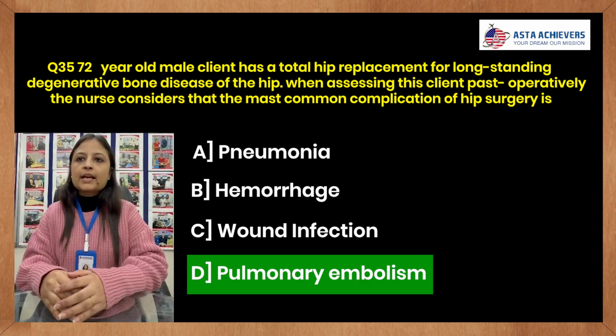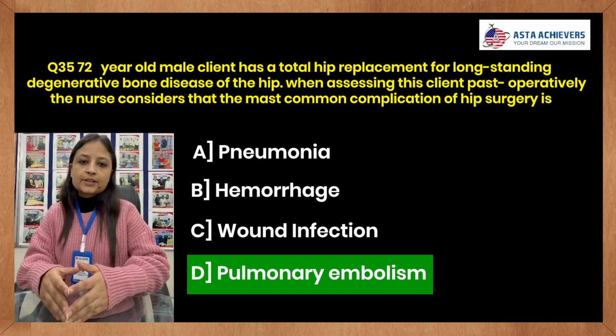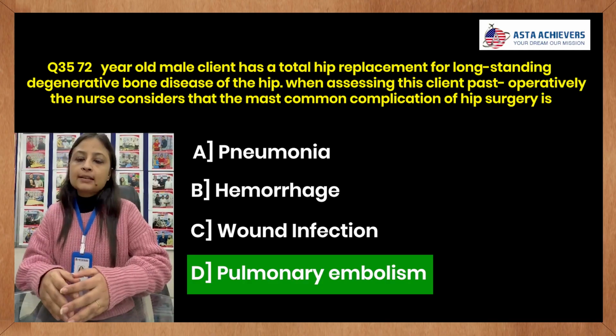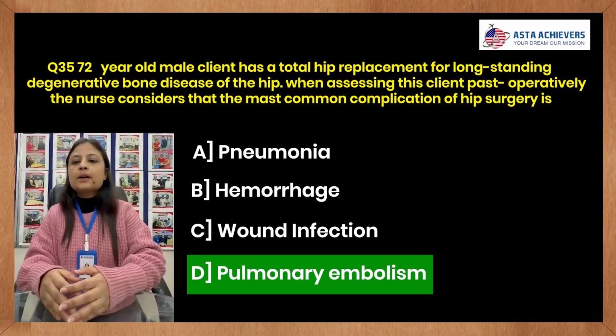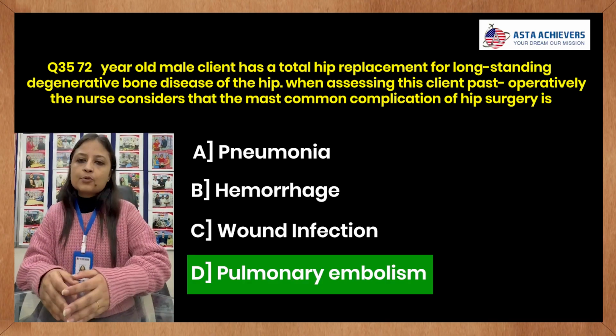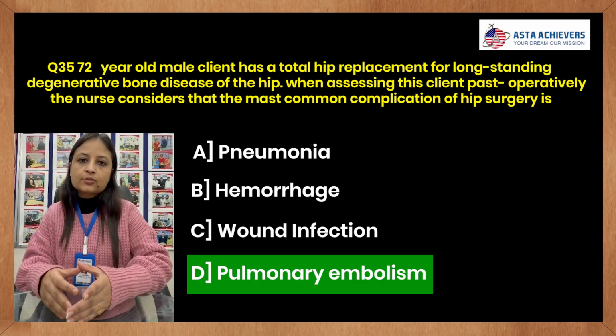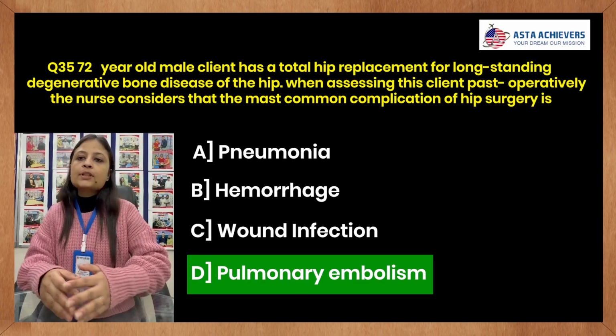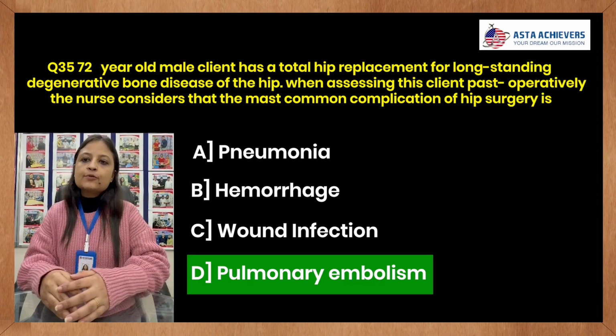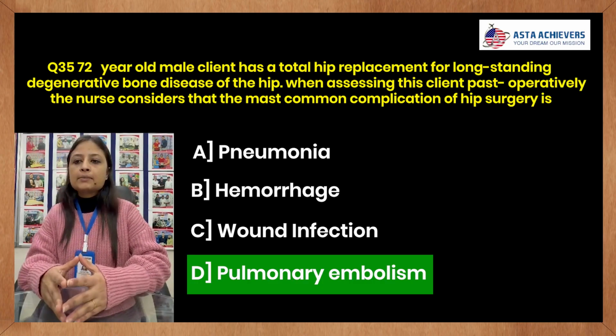Question number 35. A 72-year-old male patient has a total hip replacement for long-standing degenerative bone disease of the hip. So when assessing this client post-operatively, the nurse considers that the most common complication of hip surgery is option A, pneumonia, option B, hemorrhage, option C, wound infection, and option D, pulmonary embolism.